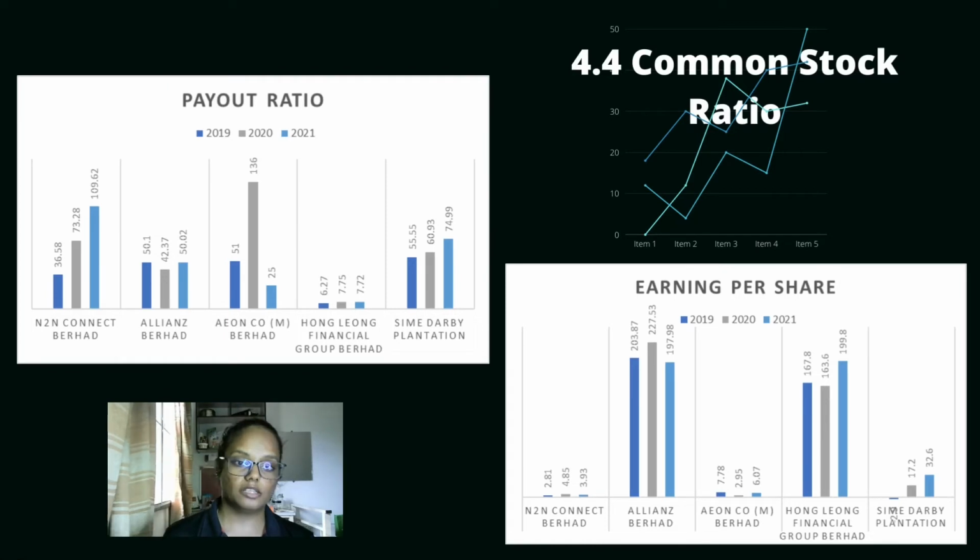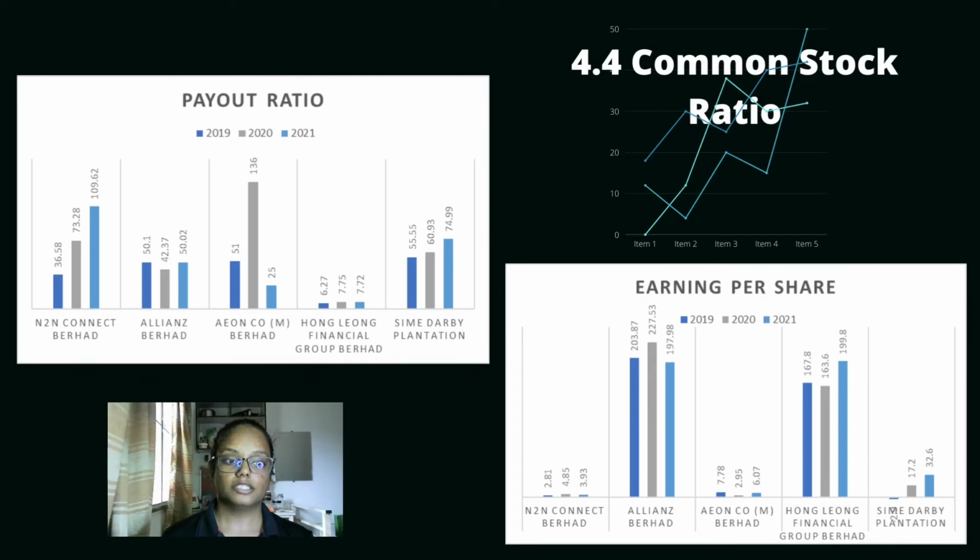This shows that the business is well established and in a sound period of dividend distribution. So, speaking about earning per share, the figure above indicates that Hong Leong Financial Berhad's earning per share increased from 2019 to 2021. According to the bar chart, Hong Leong Financial Group Berhad will have the greatest earning per share in 2021, which is 199.8. This suggests that a high profit per share ratio has the potential to produce a sizable dividend for investors.